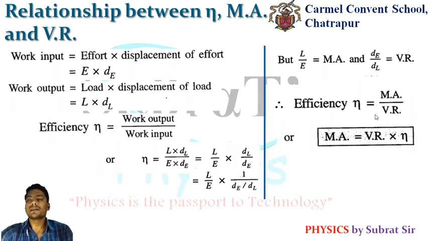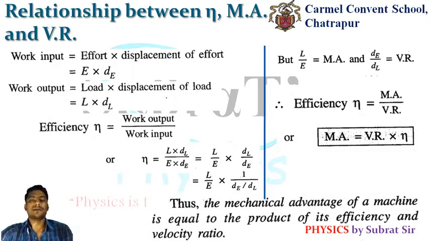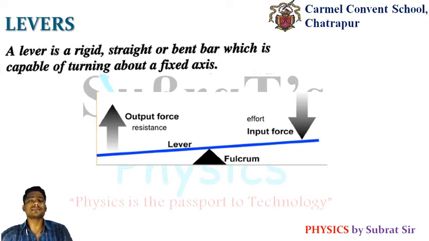Okay, so we can calculate MA from this equation: mechanical advantage is equal to velocity ratio multiplied by eta. Thus the mechanical advantage of a machine is equal to the product of its efficiency and velocity ratio. From this we can write this definition. Okay, so this is all about the relation between eta, mechanical advantage, and velocity ratio. The next topic, levers.